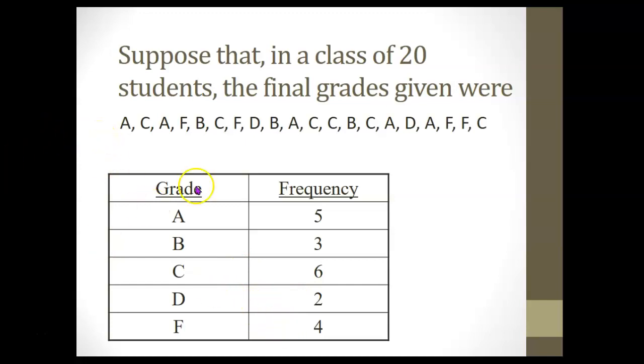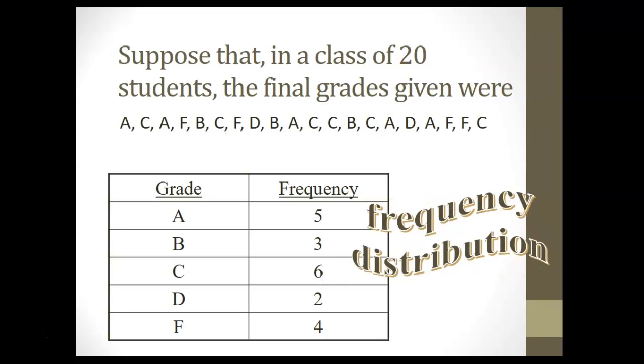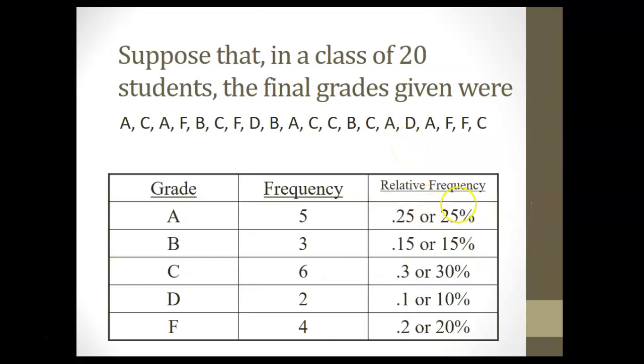So something like this, where we have a list of what the data values are and then the frequency for each one, is called a frequency distribution. So this is an example of a frequency distribution. And one other thing we might want to include in a frequency distribution is the relative frequencies, like what fraction or what percentage of all the grades fell into each one of those categories.